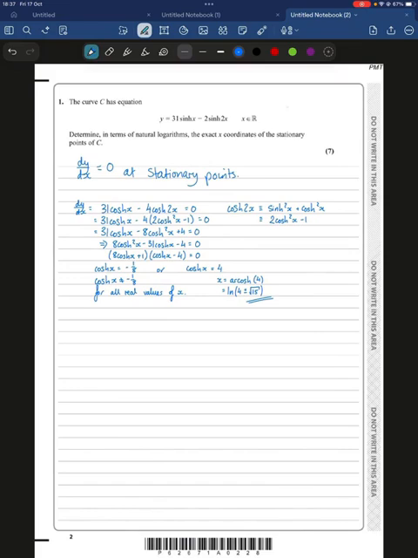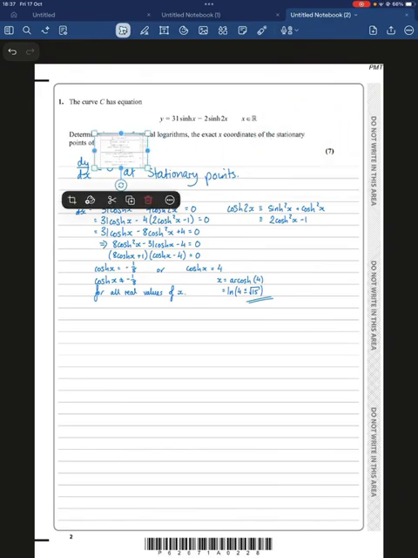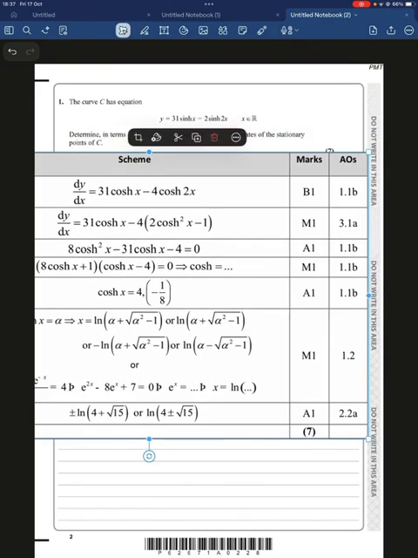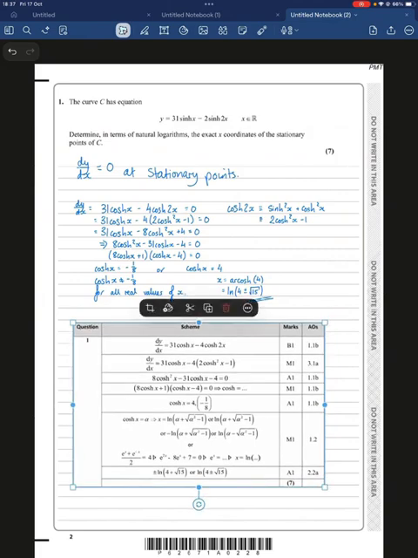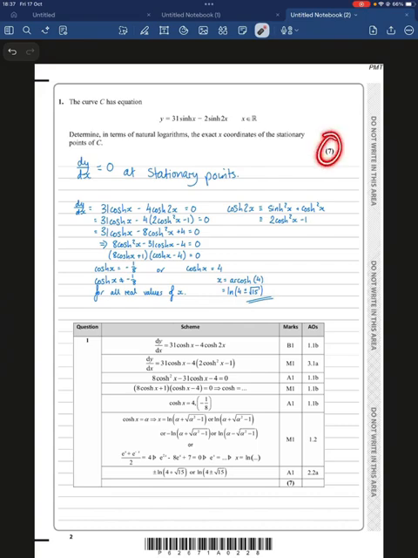So you see, that's not even half the page, and we've got 7 marks hopefully. Let's just check. So we've got ln of 4 plus minus root 15. So that is 7 marks for us right there.